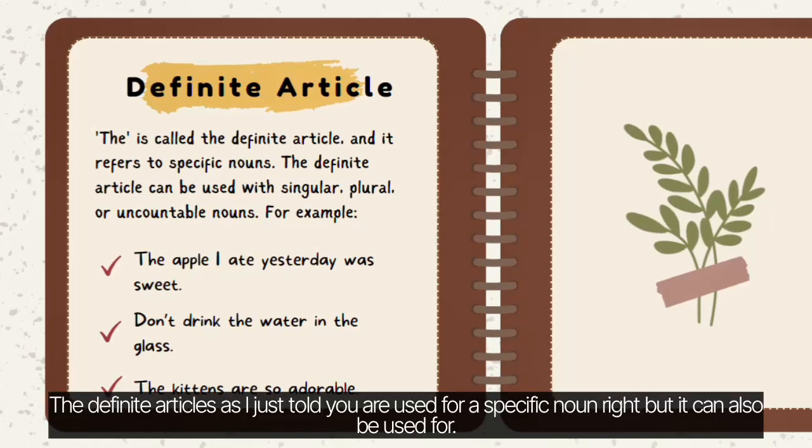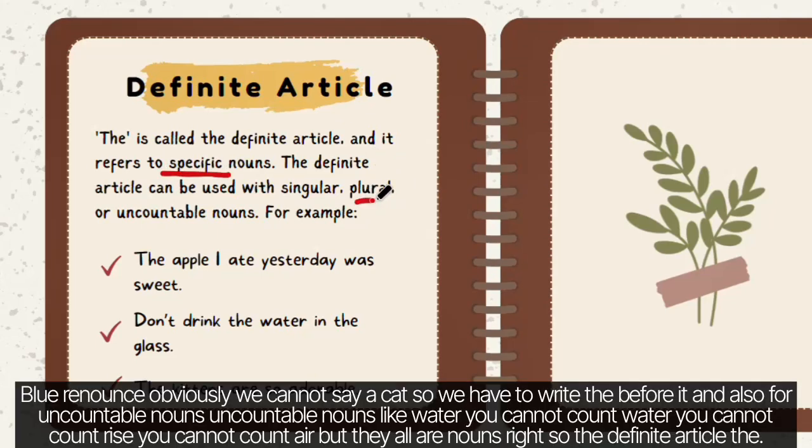Definite articles, as I just told you, are used for specific nouns, right? But it can also be used for plural nouns. Obviously, we cannot say a cats, so we have to write the before it, okay?